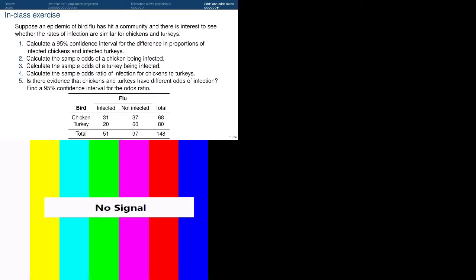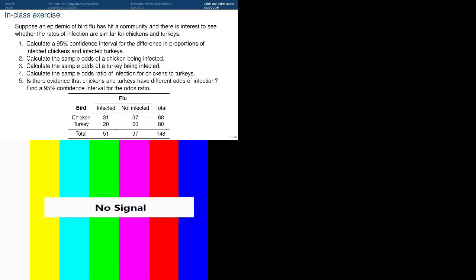Now, if we weren't able to conclude that there was a difference between chickens and turkeys, let's say that 0 was inside that confidence interval, we wouldn't be able to determine whether there was a difference in the population proportions. And so it wouldn't matter. We'd basically be saying the proportion of chickens that are infected is equal to the proportion of turkeys that are infected. Then it wouldn't matter whether you're a chicken or a turkey. You'd have to decide whether you wanted to be a chicken or a turkey on some other basis.